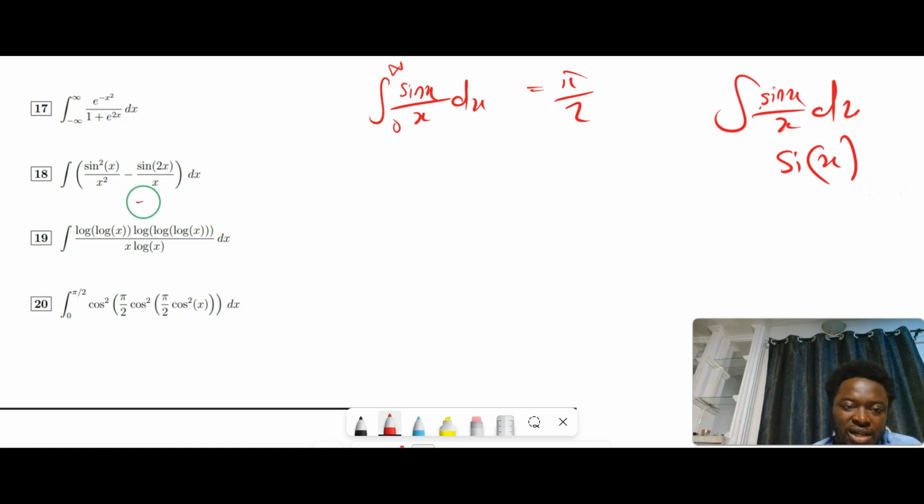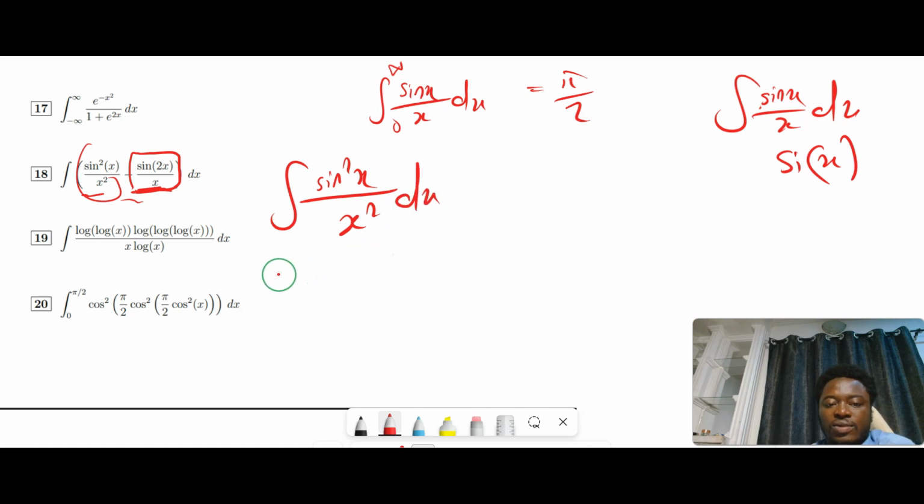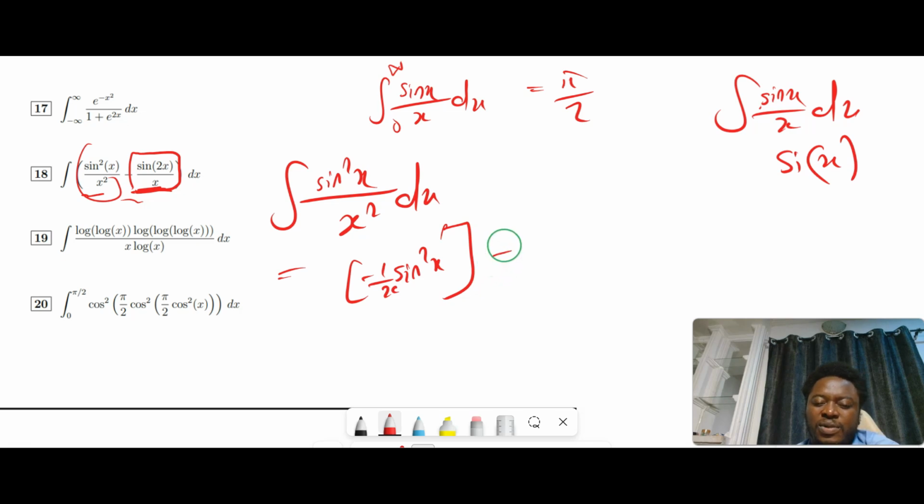So I'm sure that something should cancel out. I can't touch this one yet because there's no value for this. I'm going to start with this, and I believe that something should cancel out with this. So I have the integral of sine squared x over x squared dx. If you do integration by parts, you have negative 1 over x sine squared x, plus the integral of 2 sine x over x dx.